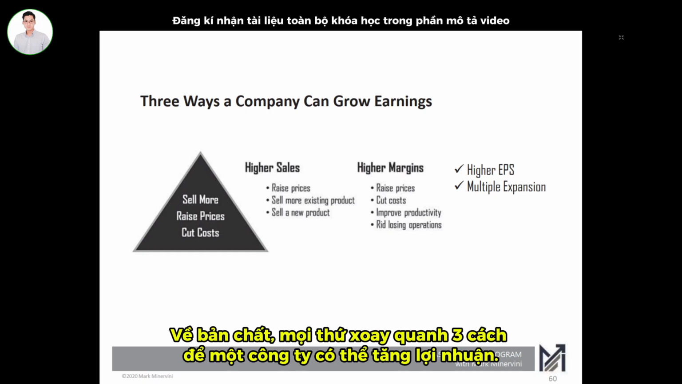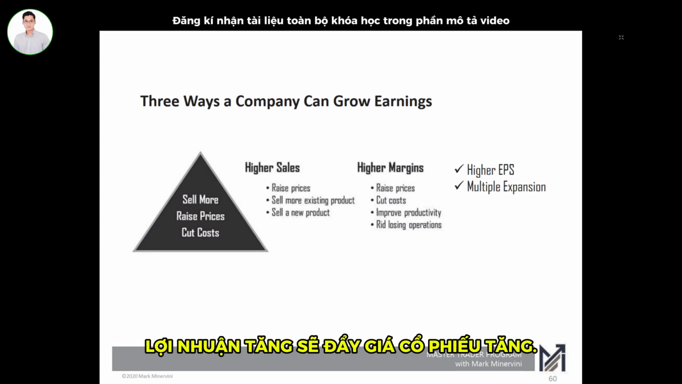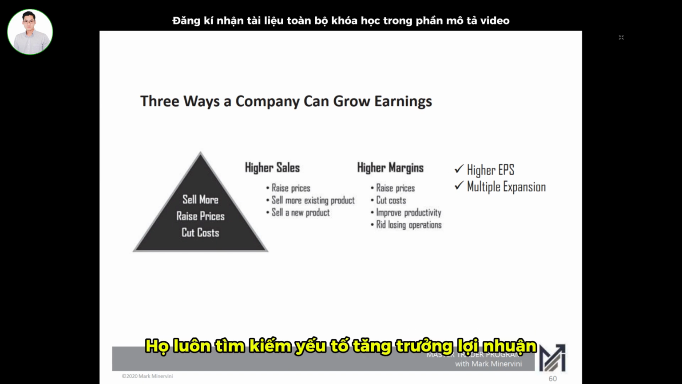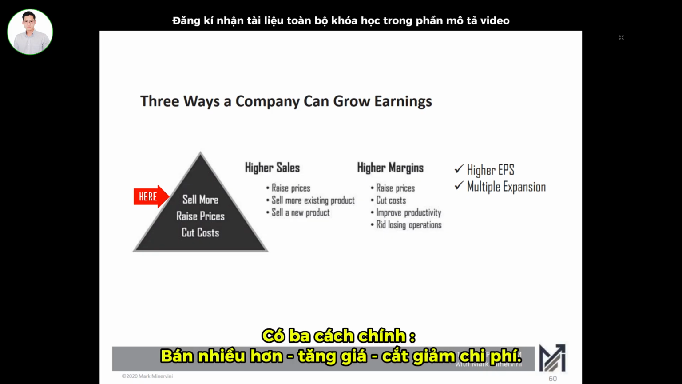there are 3 ways that a company can grow their earnings, and growing the earnings is going to grow the stock. Now, if you can figure that out, that's great. Peter Lynch and a lot of these fund managers that became legendary investors, they're trying to figure out earnings growth, right? So there are 3 ways: sell more, raise prices, or cut costs.